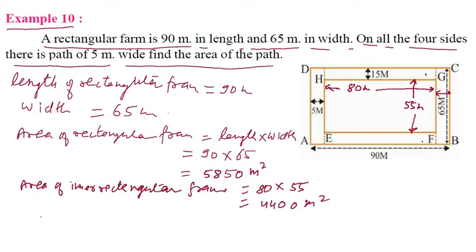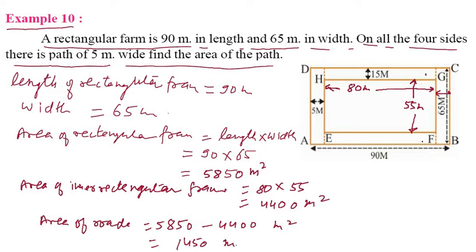So area of road is equal to 5850 minus 4400 meter square. So now subtract this: 0 minus 0, that is 0, 5 minus 0, that is 5, and 8 minus 4, that is 4, and here is 5 minus 4, that is 1. So that is 1450 meter square, and that is your answer.